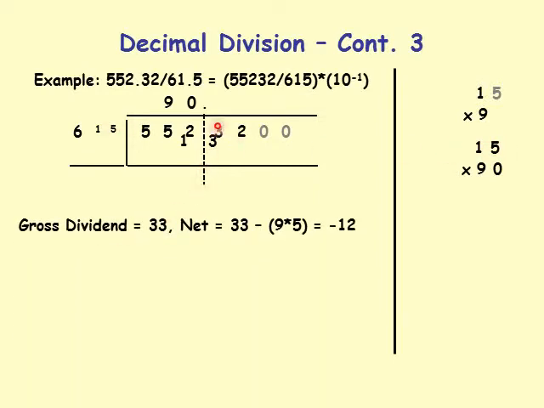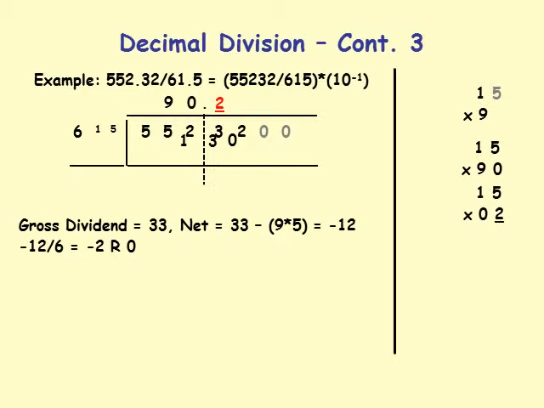Gross dividend is 33, this one here, and net is 33 minus 45, which is 1 times 0 is 0, and 5 times 9 is 45. So we're going to subtract 45, which is minus 12, and then we'll divide that by 6. Then divide minus 12 by 6, it's minus 2, remainder 0. Okay, that gives me minus 2 on the quotient line and 0 on the remainder line.